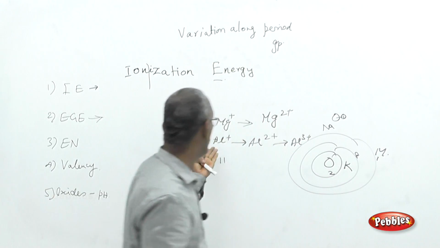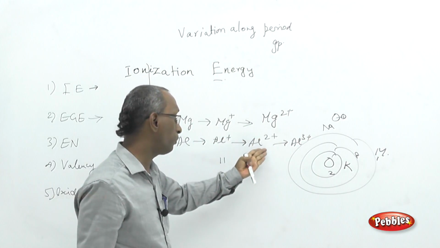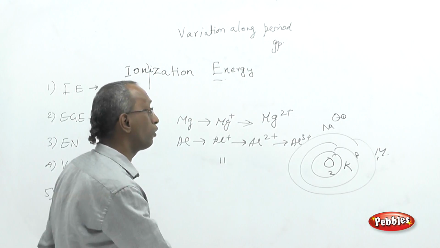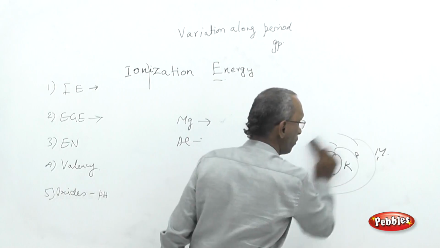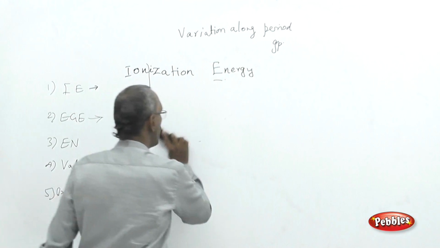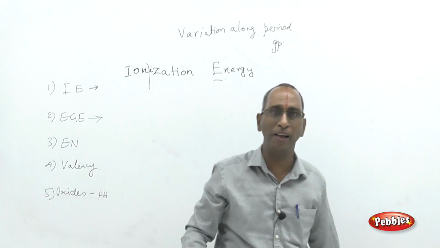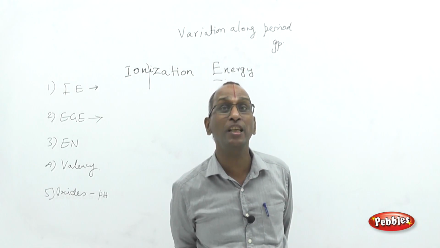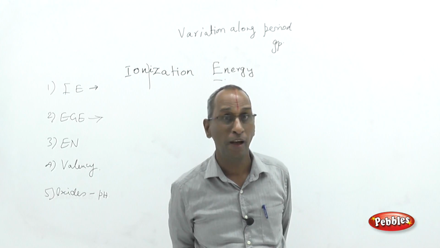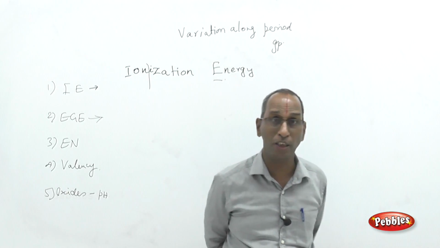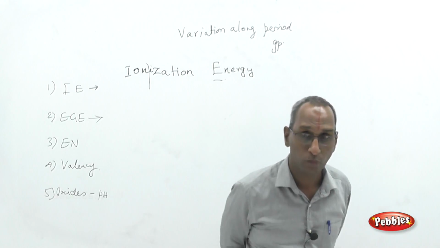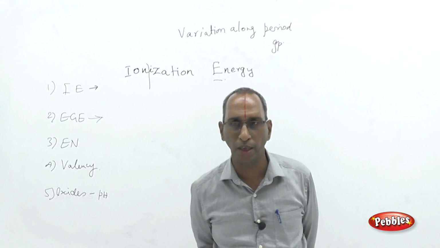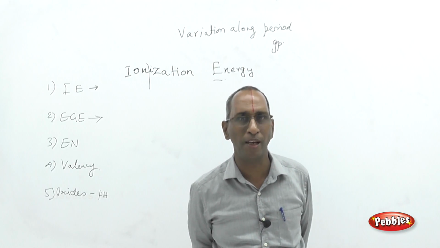For aluminium, the outermost first electron, then the outermost second electron. Magnesium, the outermost first electron. Sodium, the outermost electron. That's all. This is what is meant by ionization energy. To condense, ionization energy is the energy required. It is an energy requirement. Without spending energy, ions cannot be formed. So ionization is not a spontaneous process. Spontaneous means it takes place by itself. So some energy has to be spent.